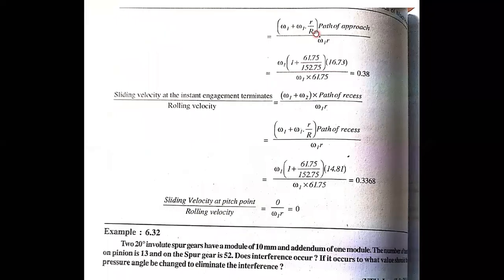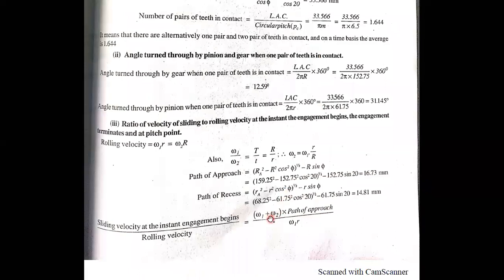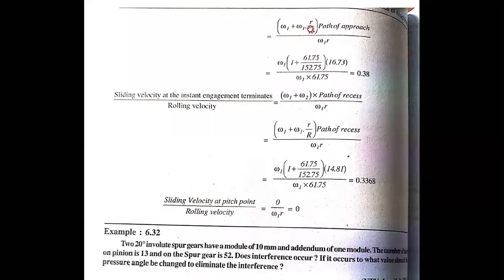Again, we don't know omega 2. Omega 2 you substitute as omega 1 into small r divided by capital R. Therefore, you simplify this. Here, omega 1 you take common. We know small r, we know capital R, we know the path of approach. Therefore, omega 1 gets cancelled, and you will get the sliding velocity at the engagement as 0.38.